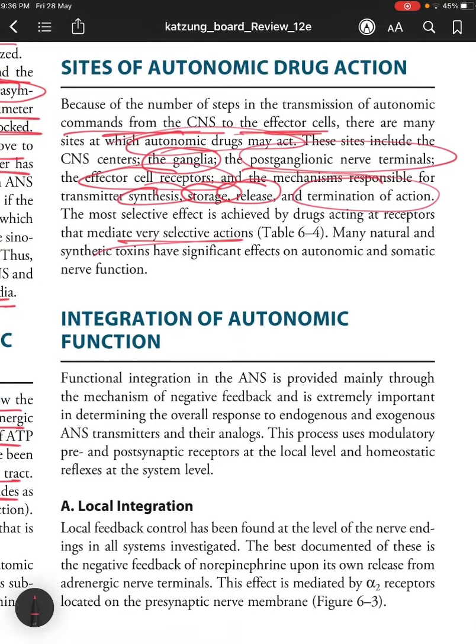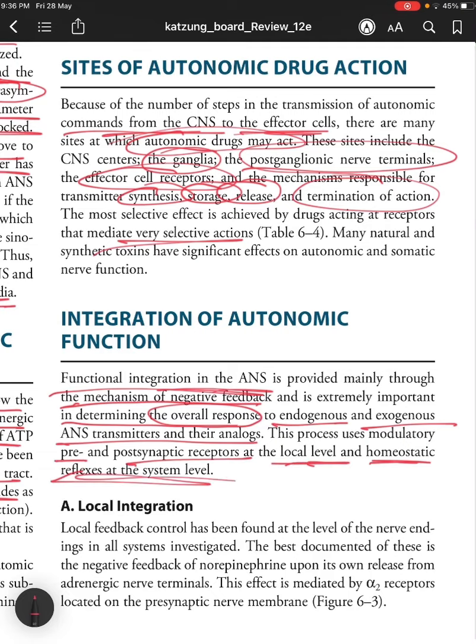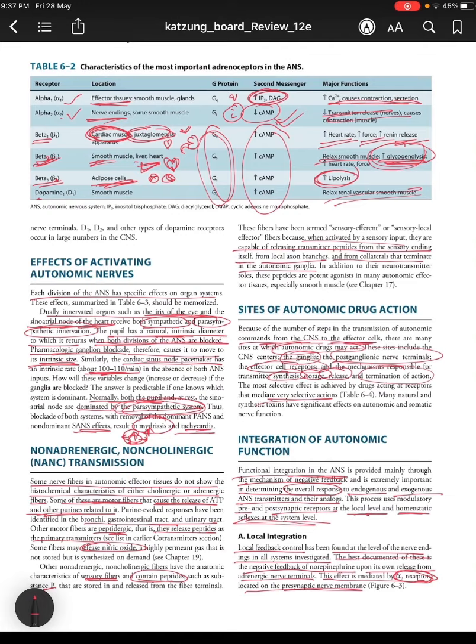Coming to the integration of autonomic function, functional integration in the ANS is provided mainly through the mechanism of negative feedback and is extremely important in determining the overall response to endogenous and exogenous ANS transmitters and their analogues. This process uses modulatory pre and postsynaptic receptors at the local level and homeostatic reflexes at the system level. So, coming to local integration, local feedback control has been found at the level of the nerve endings in all systems investigated. The best documented of these is the negative feedback of norepinephrine upon its own release from adrenergic nerve terminals. This effect is mediated by alpha 2 receptors located on the presynaptic nerve membrane.